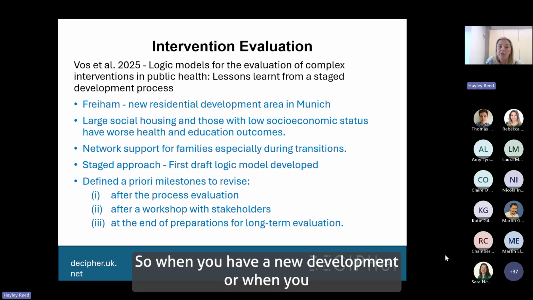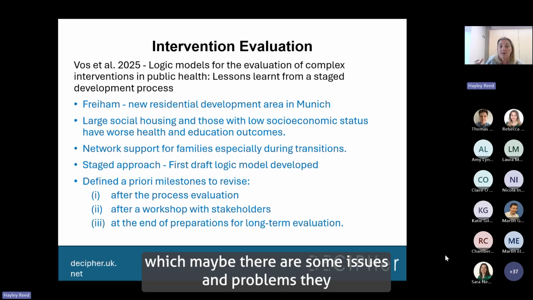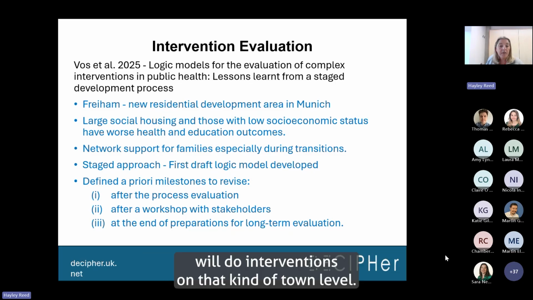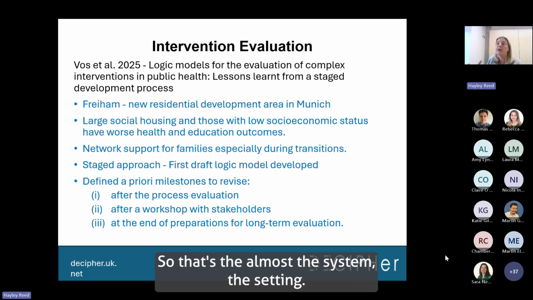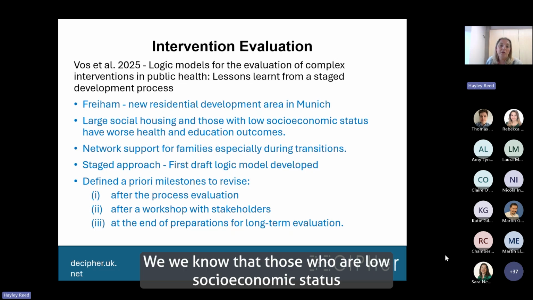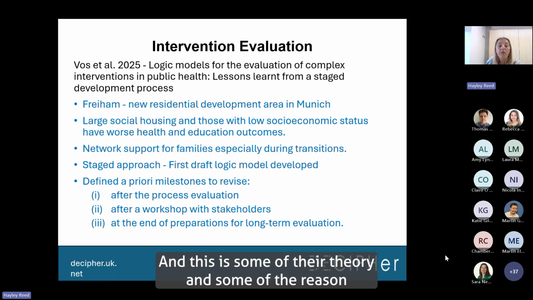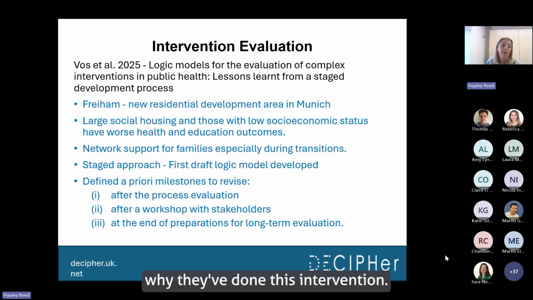So when you have a new development, or when you have a town which maybe has some issues and problems, they will do interventions on that kind of town level. So that's almost the system, the setting. This new residential development was going to have large social housing, and we know that those with low socioeconomic status have worse health and education outcomes. And this is some of their theory and some of the reason why they've done this intervention.